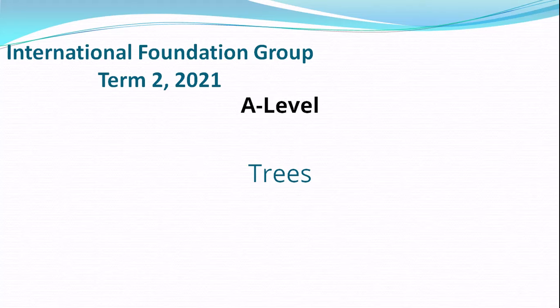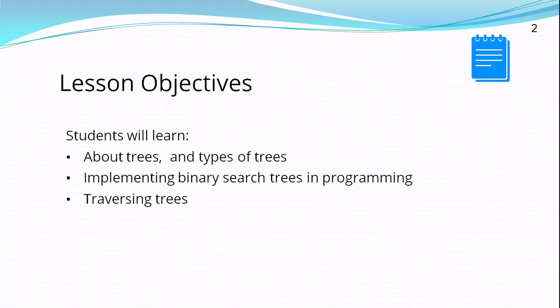Trees, all right. The intended learning outcomes of this particular session is that you will learn a fair amount about trees and different types of trees, and in particular you'll learn about the structure of trees as they are found in computer science. I'm going to show you how to implement a binary search tree in programming, so I'm going to use Java to implement that.